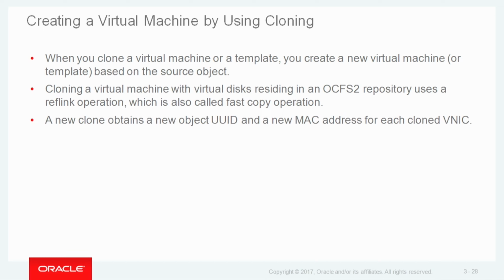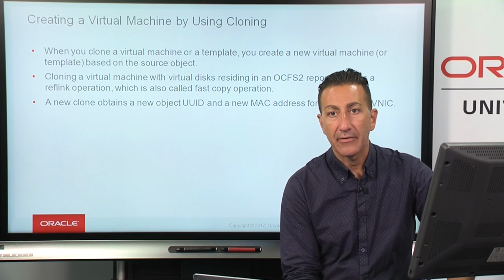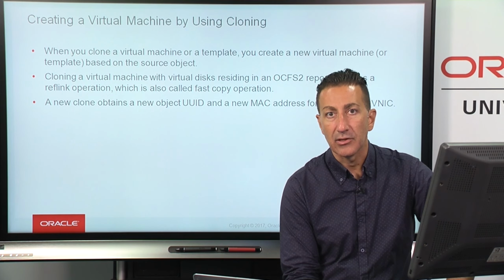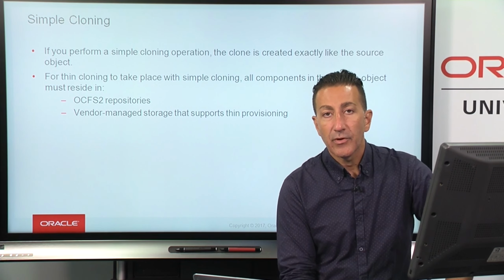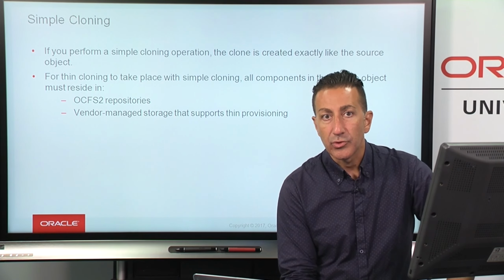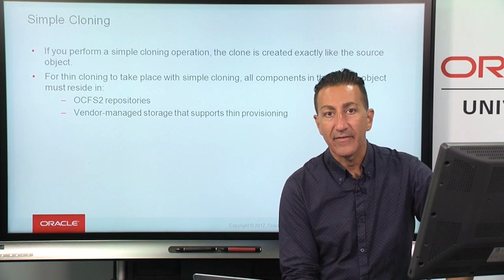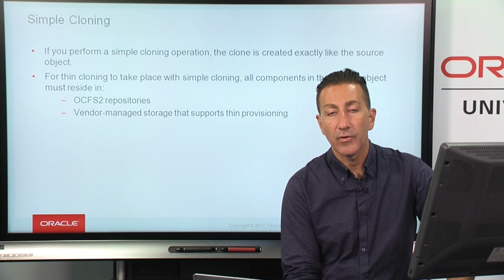A new clone obtains a new universally unique identifier, and a new MAC address for each cloned virtual NIC that you create. When you perform the cloning, you have two ways to do so: simple cloning or advanced cloning. With simple cloning, the clone is created exactly like the source object, so you get exactly the same virtual disk and the same virtual NIC networking configuration.